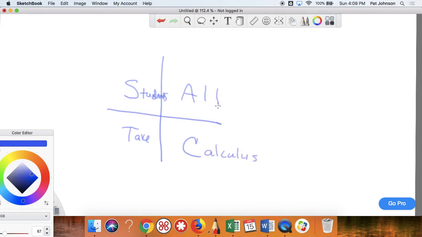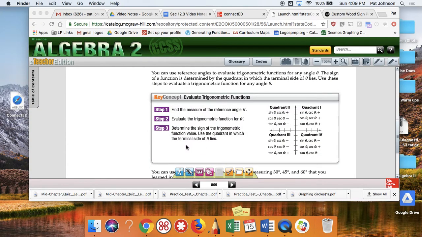So they're all positive. Sine is positive, making cosine and tangent negative. Tangent is negative. Tangent is positive. So only sine is positive, only tangent is positive, and only cosine is positive in this quadrant. That's another way of figuring that out.